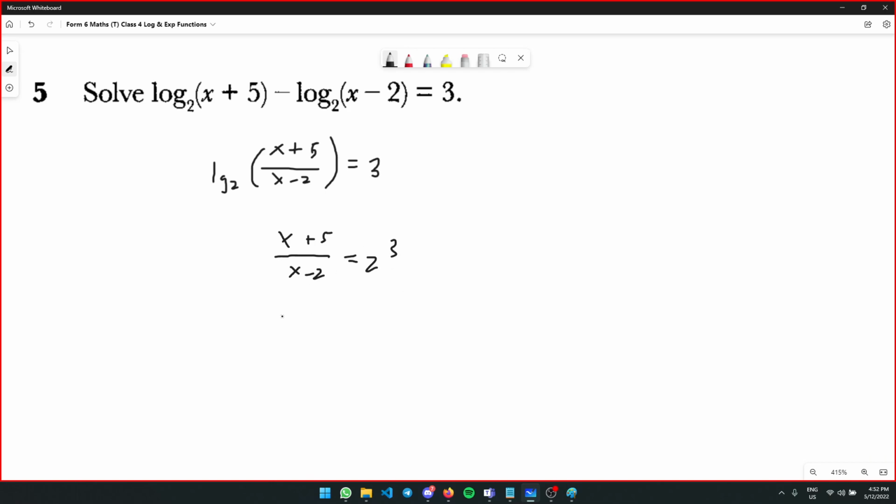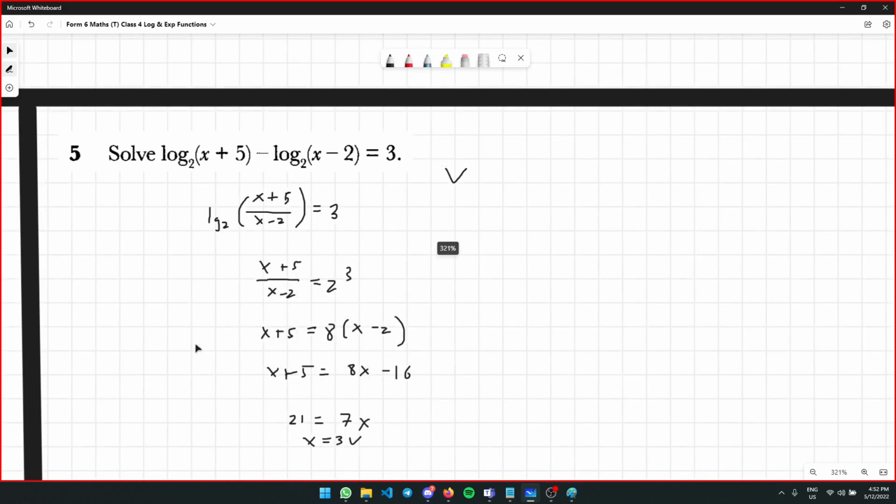Then that will give you 8. So that will give you x plus 5 equals 8 times (x minus 2). So x plus 5 equals 8x minus 16. We go here further, so this will be 21, and this will be 7. So x will be 3. It looks like a complicated question, but it's very straightforward.